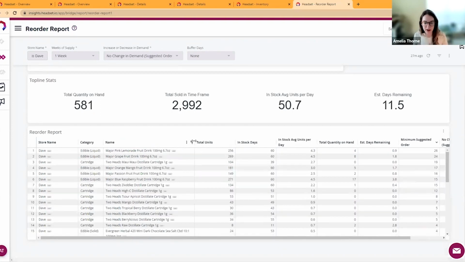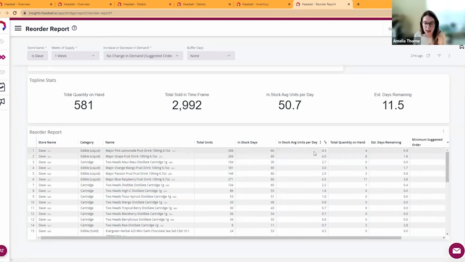And then we have total units. This is total units sold in the last 60 days. It doesn't explicitly say this here, but the reorder report is based on the trailing 60 days of sales. So in the last 60 days, this Major Pink Lemonade sold 256 units. It was in stock 60 of those days, so 100% of the time. In-stock average units per day is on average how many units are selling per day.